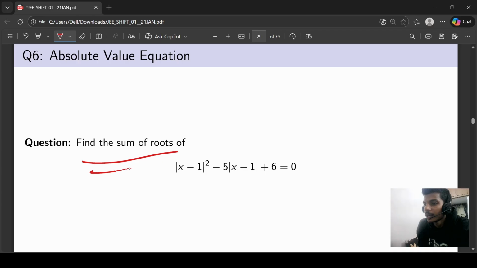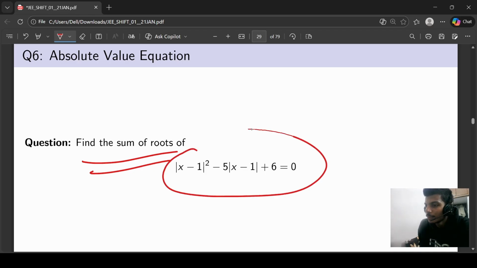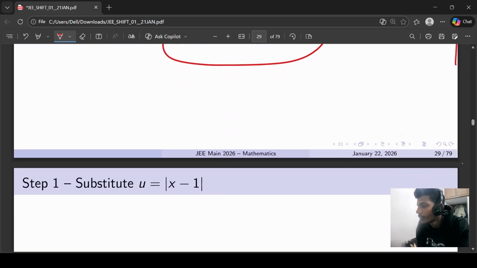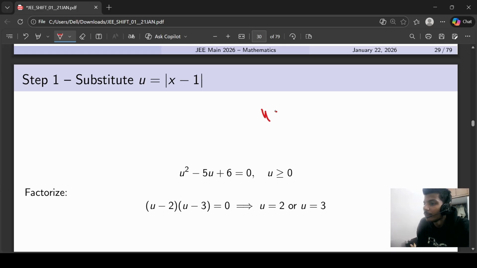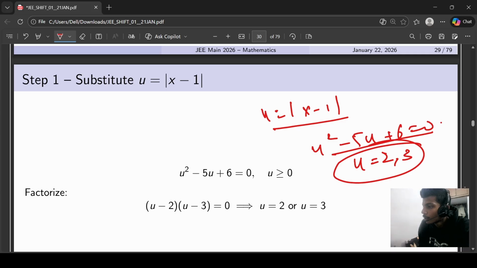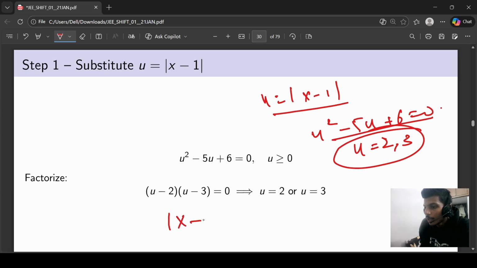We have to simply find out the sum of roots. This equation is given to us. In this question, we will simply go for a substitution: I am putting u as modulus of x minus 1. After this substitution, I get u square minus 5u plus 6 is equal to 0. I can find the roots of this equation, and the roots coming out are 2 and 3. So I came to know that modulus of x minus 1 is equal to 2 and 3.